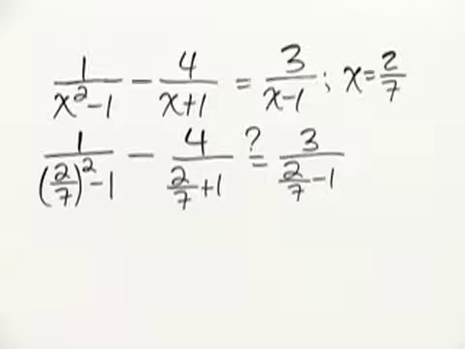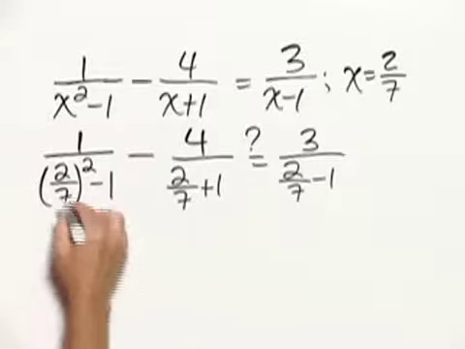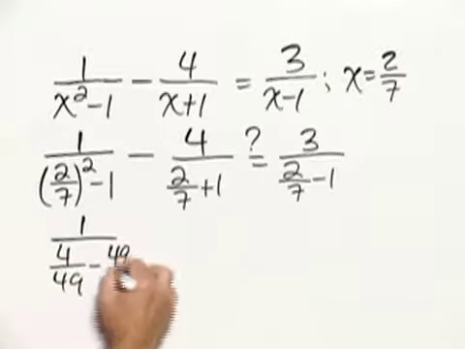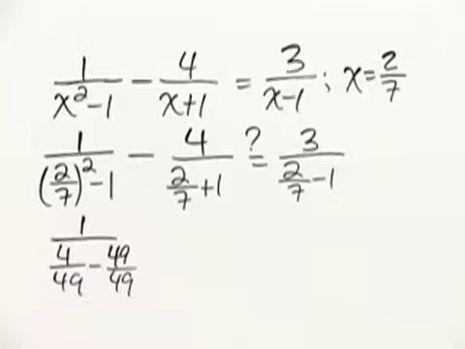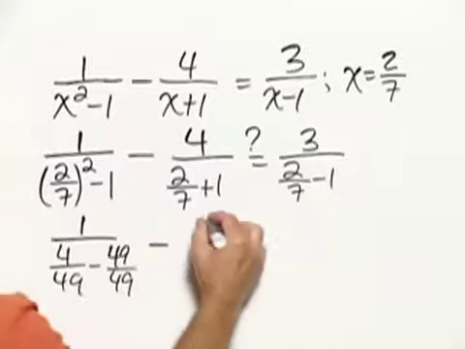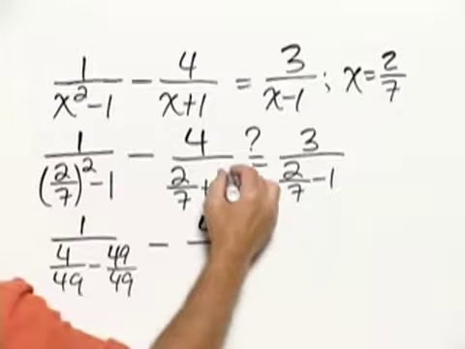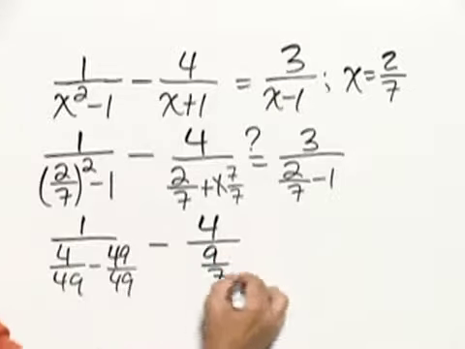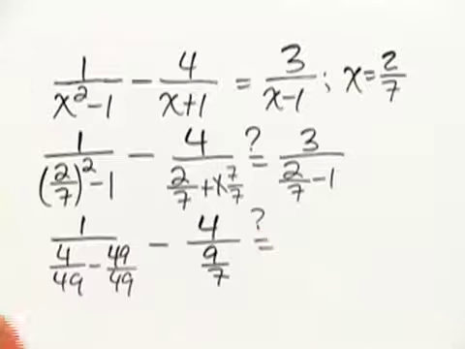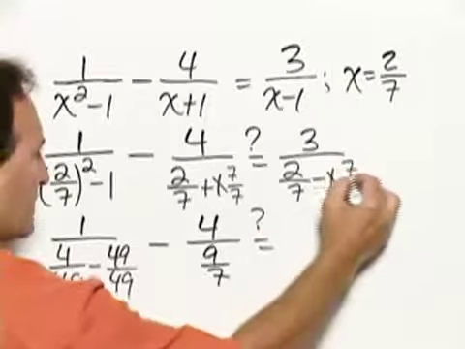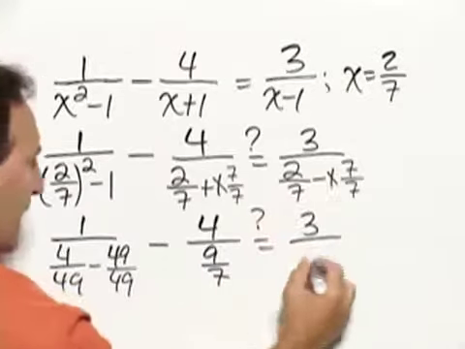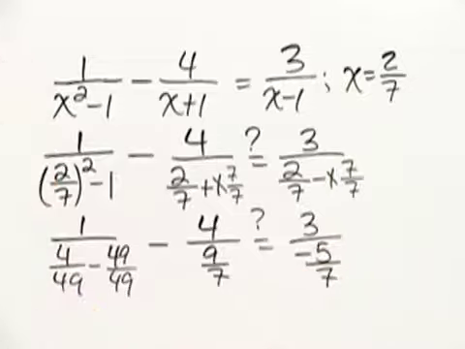So we need to simplify each of these fractions. This one becomes 1 over 4/49 minus 1. But that would be 49/49. Then minus 4 over, well, this would become 7 over 7 in order to be able to add that. 2 plus 7 is 9/7. Then does that equal? Again, here we would change this into 7 over 7, and so the result would be 3 over 2 minus 7 is negative 5 over 7.